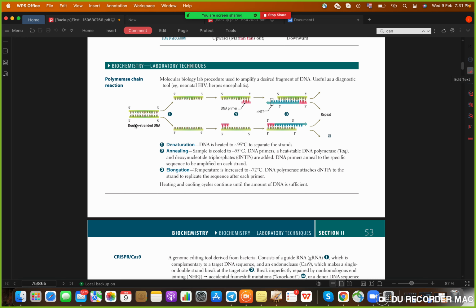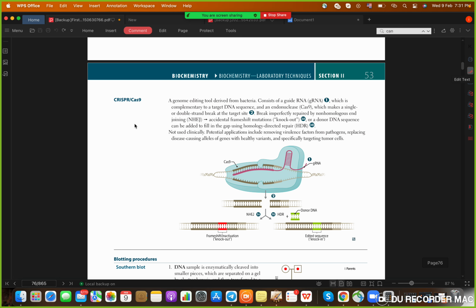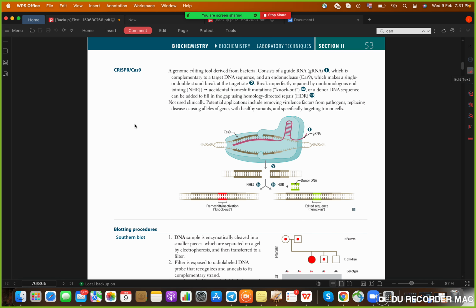So that's PCR. The next test we are going to speak about is the CRISPR-Cas9. This is interesting. This is cutting edge medicine. Basically, it's the newest thing we have right now. For example, you are going to have a child in the future.